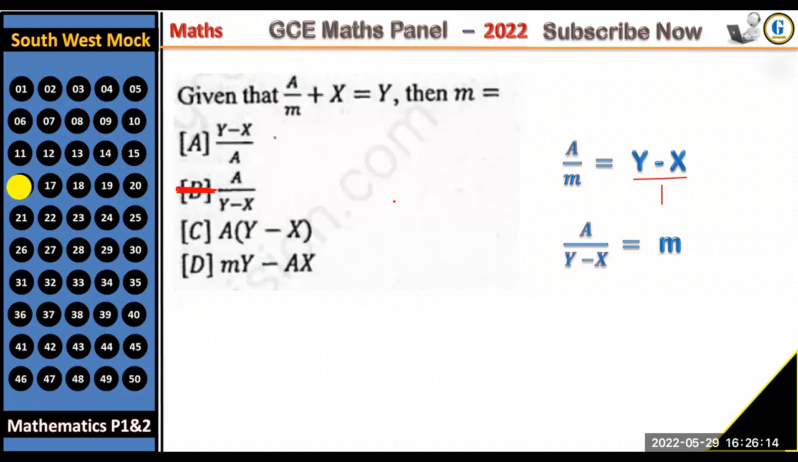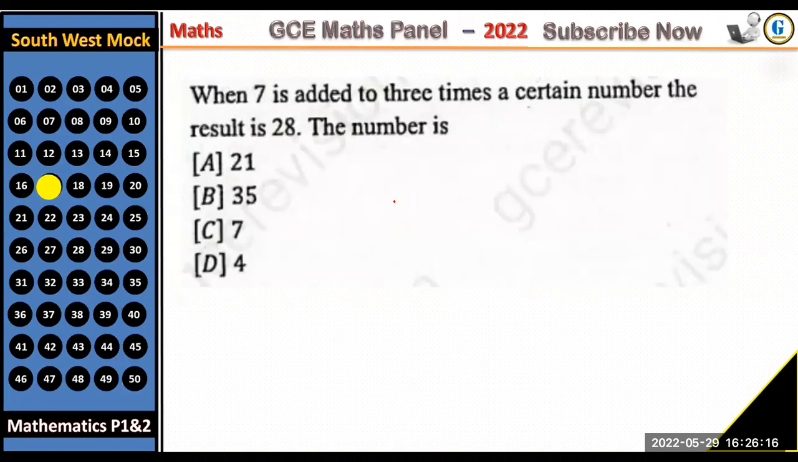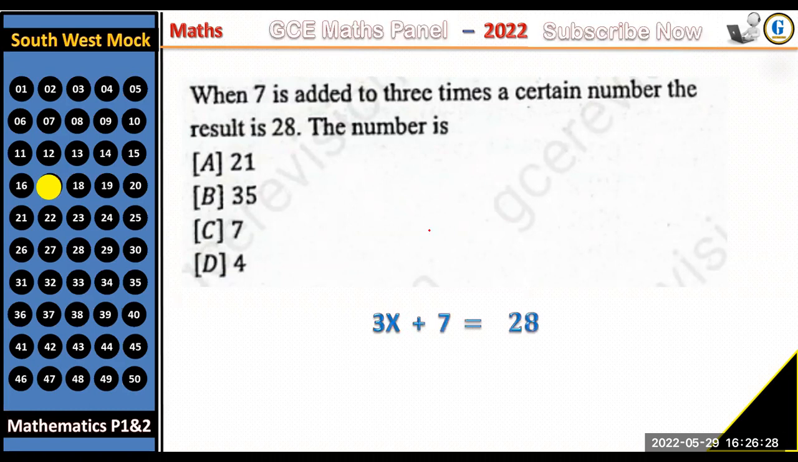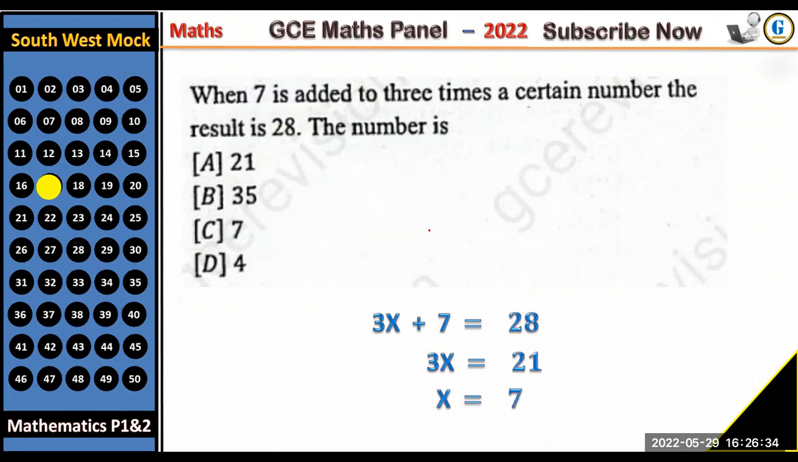Question 17. When 7 is added to 3 times a certain number, the result is 28. So if we add 7 to 3 times, let that number be x. So 3 times x plus 7 is equal to 28. This is a simple linear equation, right? From here, 3x will be equal to 21. Dividing both sides by 3 will give us x equal to 7. So x is 7.